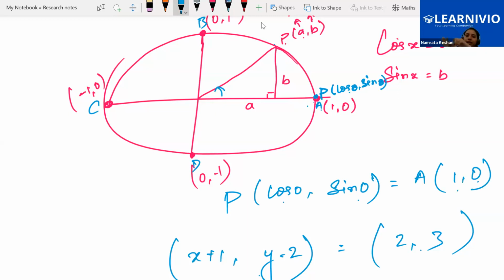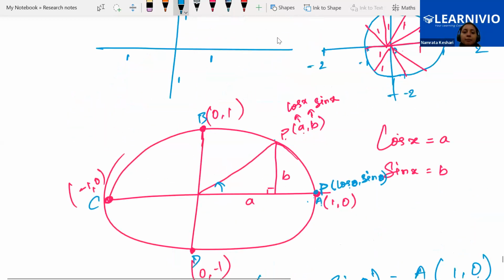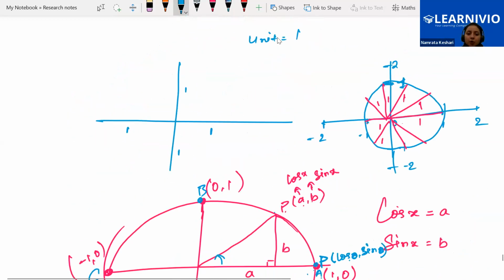Similarly, we have now taken this P and we are going to keep it on point B. The angle became pi by 2. So at this point of time, point P is lying on point B and the angle became pi by 2. So the coordinate became (cos pi by 2, sin pi by 2). Now can we say that cos pi by 2 is 0, sin pi by 2 is 1? Can we?